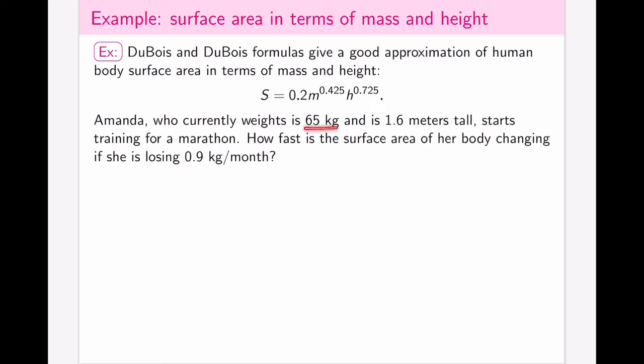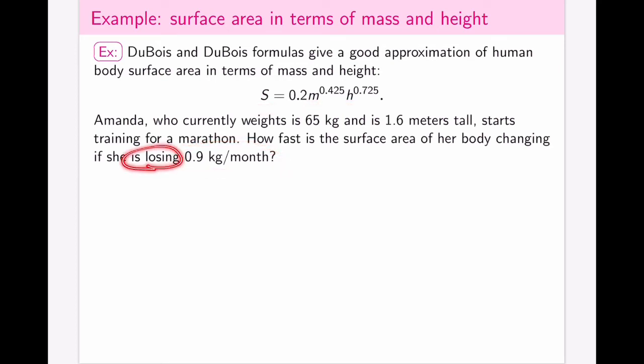So we have her current weight, her current height, so the M and the H that are the starting point, and we also have this particular value. We know that she's losing 0.9 kilograms a month. So maybe before we start actually doing anything else, we have to think about how we can write that in terms of the mass, the height, and the surface area.